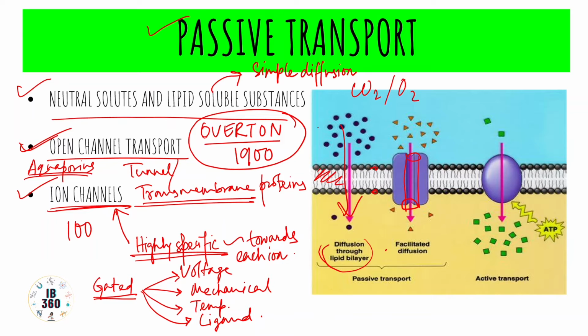Then comes open channel transport. They are always open, and classic examples are aquaporins, which allow movement of water and water soluble gases across the cell membrane.